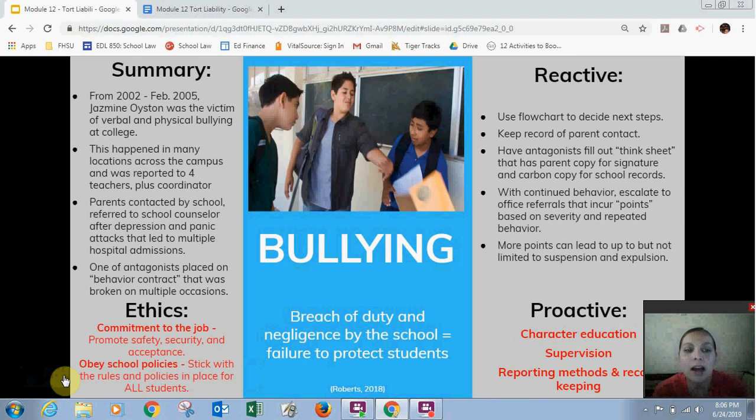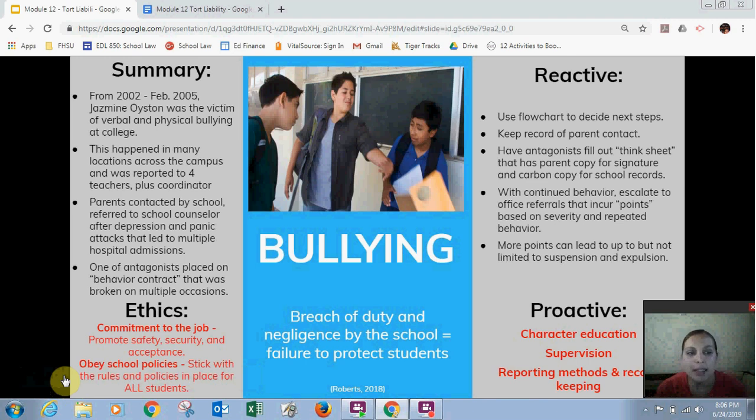The ethics that would have been covered from that would be, we need to have a commitment to the job to promote safety, security, and acceptance. We need to make sure that we are pushing character education. We are supervising our students and making sure to report those things that are happening, and definitely obeying those school policies. Any school, no matter if it's a zero tolerance policy school or if it's a board that has made their own decisions on how to deal with these types of situations, you have to stick to the rules and policies in place for all students.